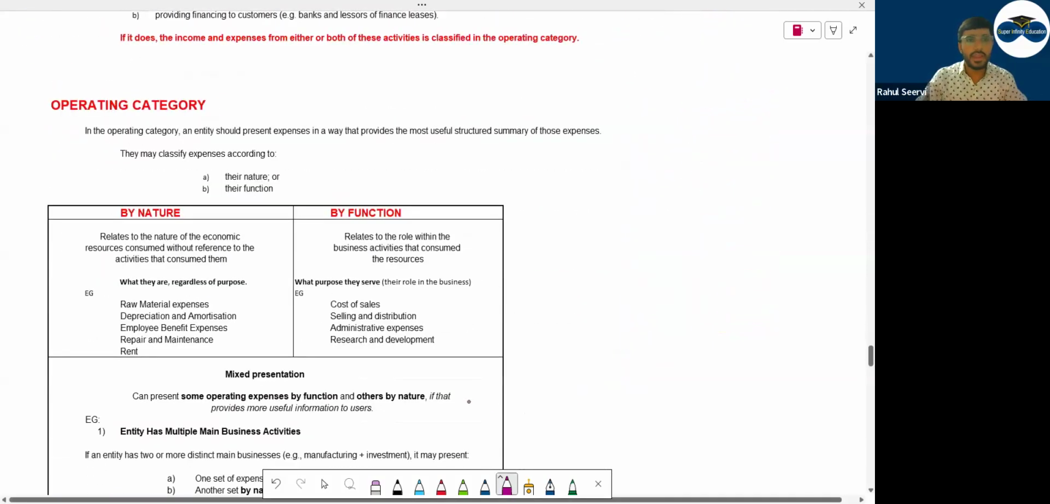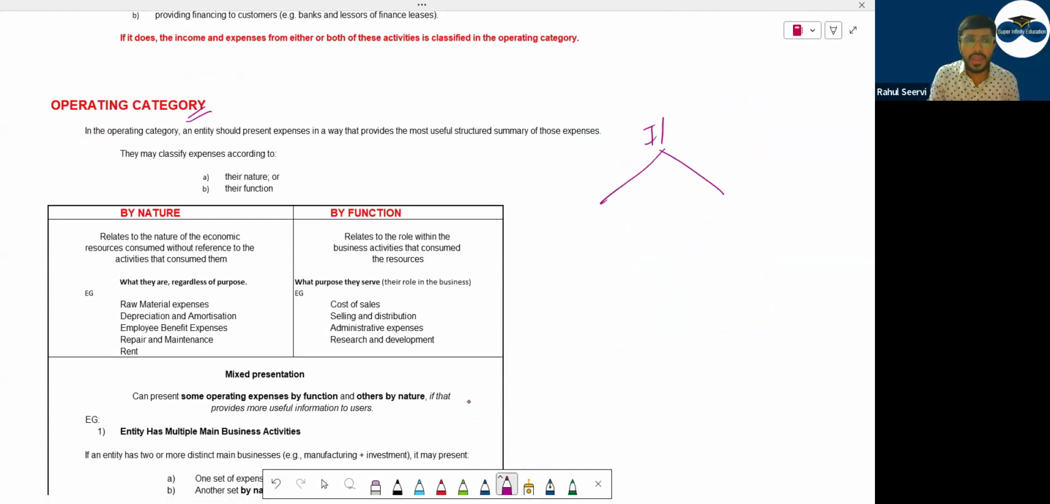And then the operating category. In the operating category, what all will you record? In the operating category, you will record the income and expenses relating to your business. Now, there is a further classification of the operating category. You can categorize the income and expenses from operating activity in two ways: by nature and by function. By nature and by function. Now, the examples which are given by nature and by function, do see once and try to understand what is the difference by yourself. IFRS 18 is saying that either you can record the expense in the operating category by nature or you can follow by function.